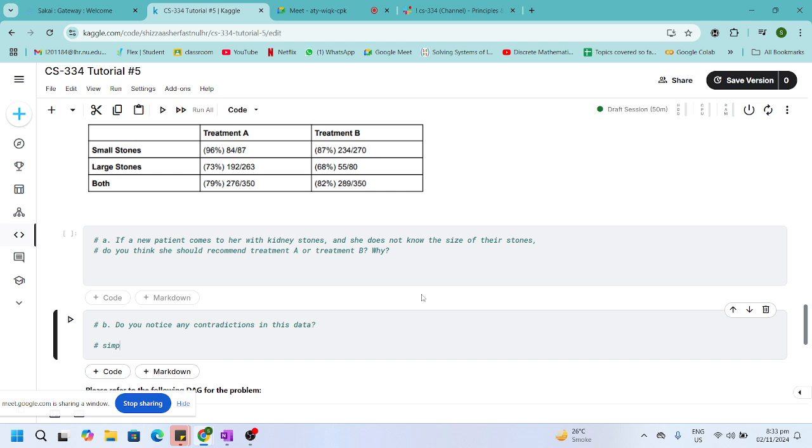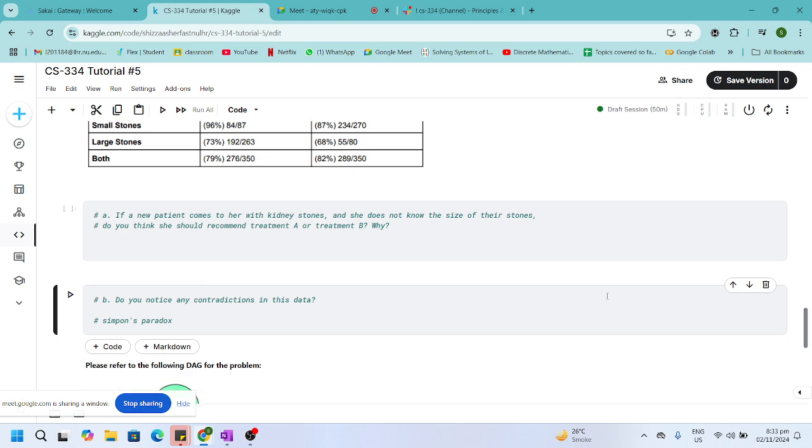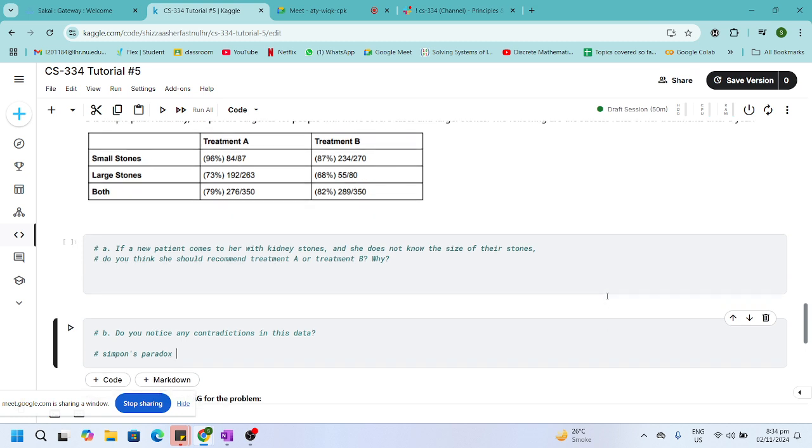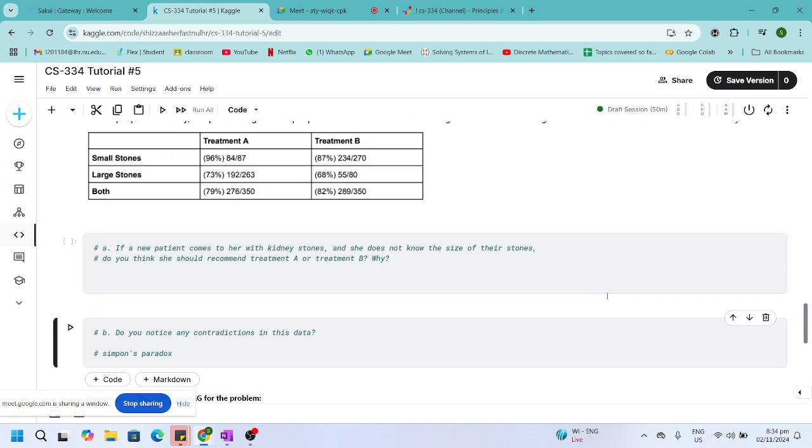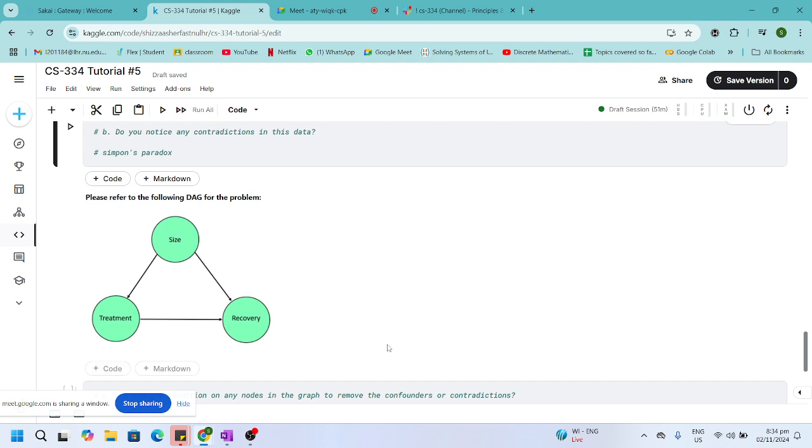So for now, I am adding Simpson's paradox. That is the contradiction that we've observed in this data. All right. After this, you were asked to sketch a directed acyclic causal graph for the given problem, but I've added it already. Based on what was just discussed, the size of stones impacts recovery or the rate of success. The size of stones also impacts the treatment, and of course, the treatment is bound to impact the recovery or results. So, this is what our graph will look like.